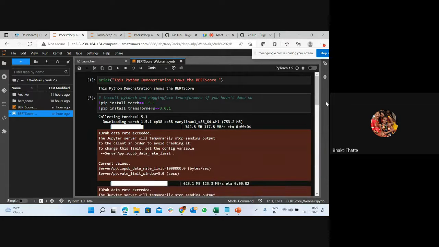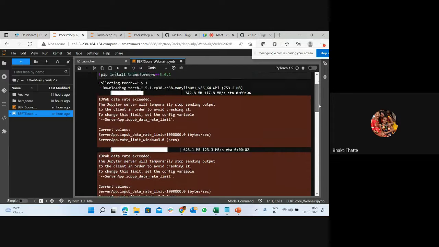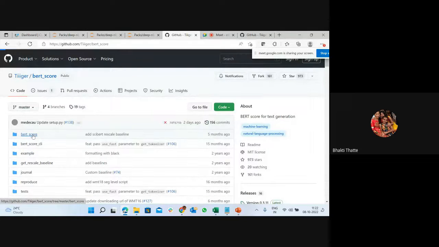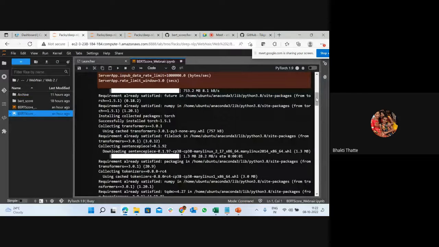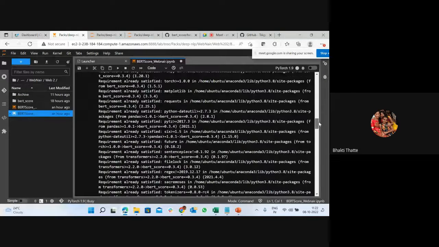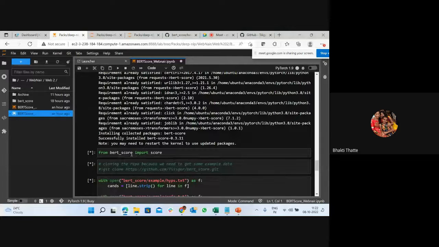So what we are doing here is installing torch and transformers, because BERT is using both of them. That's why we are installing that. Then we will be installing BERT score. This BERT score is nothing but what I have just shown. Through that we will be importing the score.py. Once the BERT score is installed, we are importing the score from the BERT score.